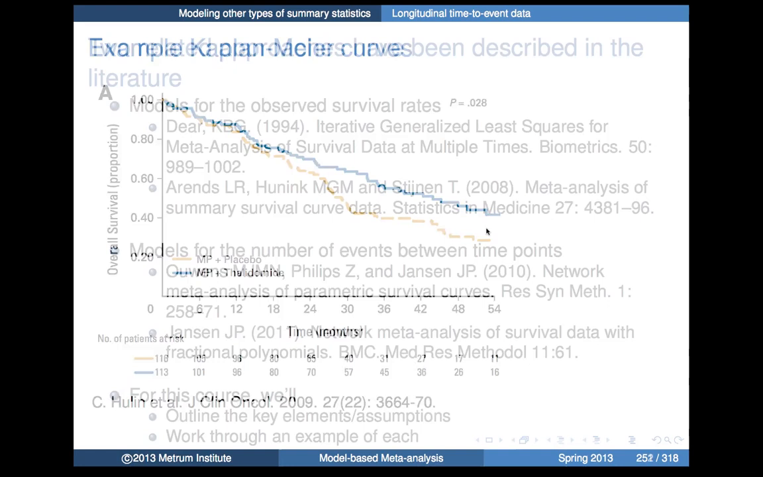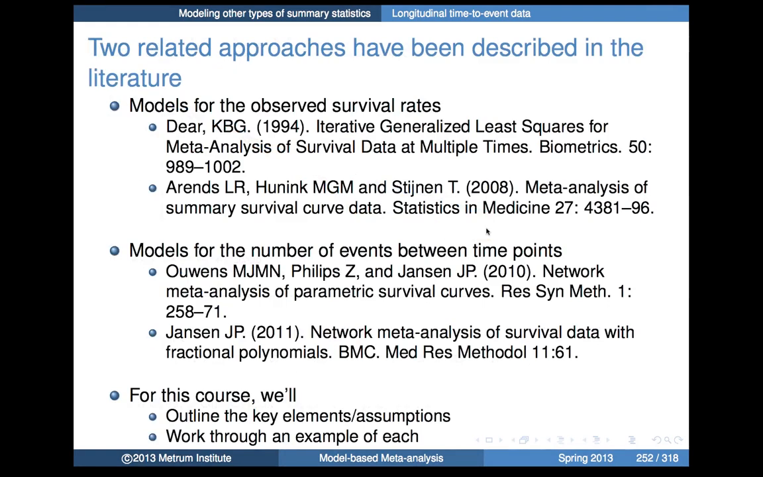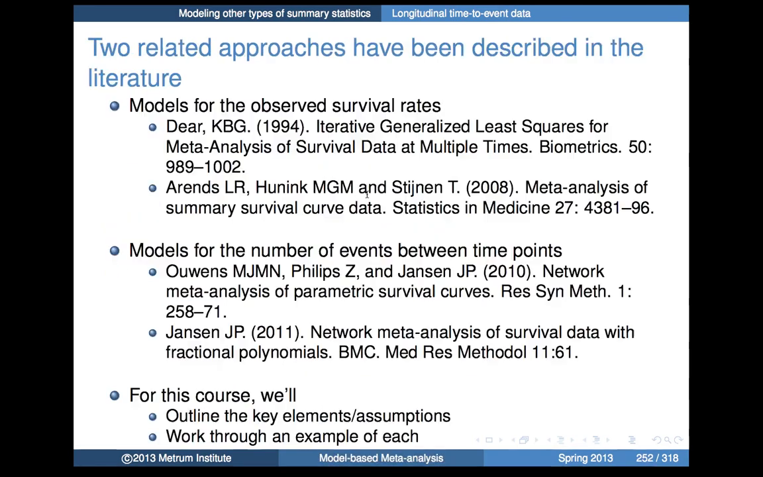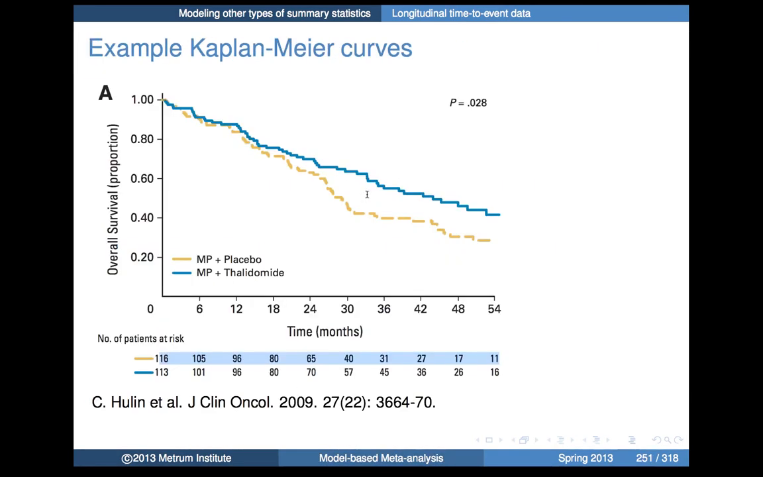All right, so that's an example Kaplan-Meier curve, and that's the kind of data that we're going to be talking about modeling, data extracted from these kinds of Kaplan-Meier curves. So what I've done is I think there's really two groups of approaches that have been described in the statistics literature, primarily around how to model these kinds of data. The first class of models these observed survival rates directly. That is, we're modeling these curves here directly.